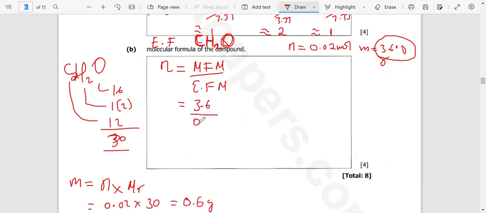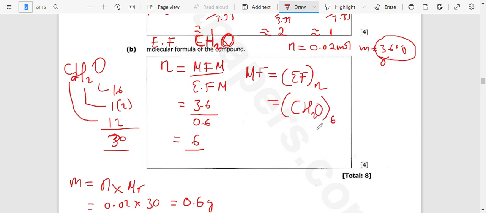So this is the one you divide by, 0.6. Okay, so you have 3.6 divided by 0.6, and the answer is 6. So the molecular formula is given by the empirical formula with n down here. The empirical formula is CH2O and n we have found to be 6. So the molecular formula is going to be C6H12O6.